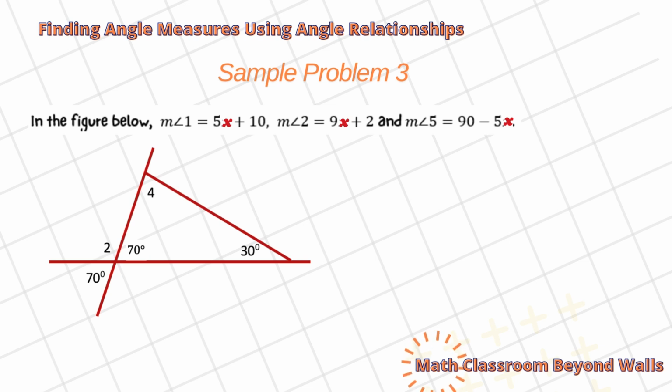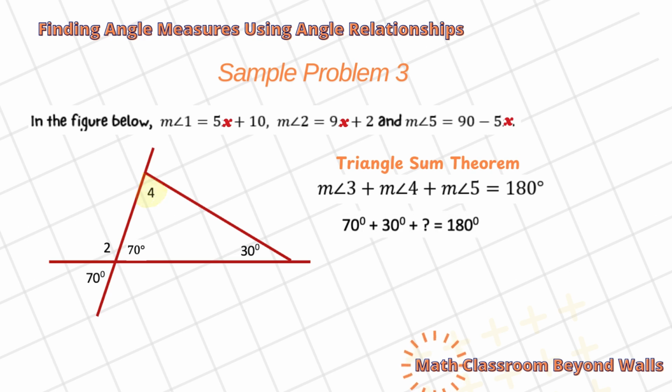Look at the drawing again. Inside the triangle, we already have two angle measures. Can we now solve for the measure of angle 4? How? Right, by using Triangle Sum Theorem. So, what is the number which, when added to 70 and 30, will give you 180? Right, it is 80 degrees, so the measure of angle 4 is 80 degrees.